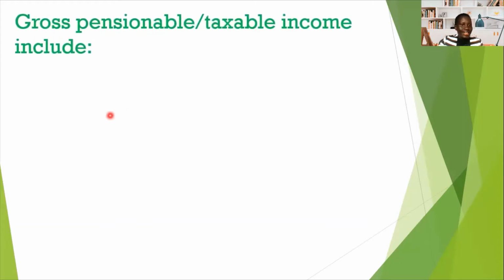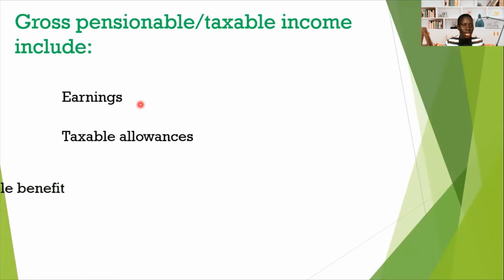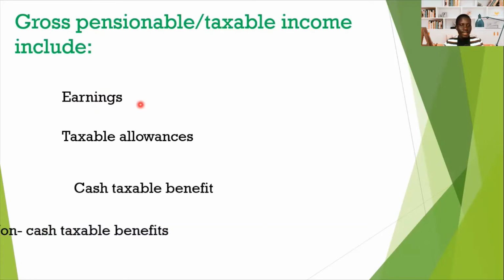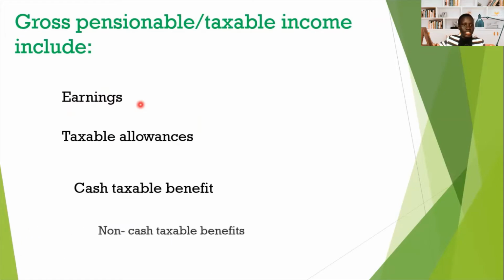So what exactly is gross pensionable income or taxable income? This includes earnings. We have been calculating earnings and how you can get your regular earnings in our previous videos. Earnings are the hours that you are supposed to work multiplied by the rate that you get paid. When you multiply those, you get the earnings, right?